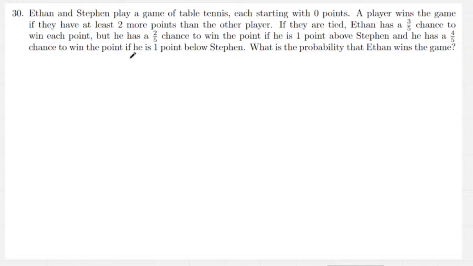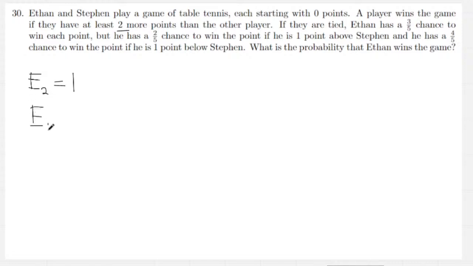The game is over if one of them has 2 or more points. So let's say E2 means that Ethan has 2 more points than Stephen. That means he's won for sure, right? So we'll define EP to be the probability that Ethan wins from that position. So if Ethan starts with 2 points, he'll automatically win.